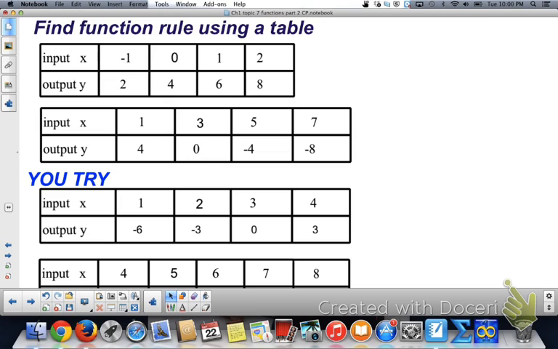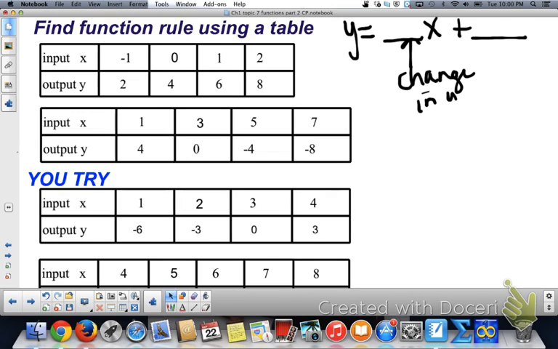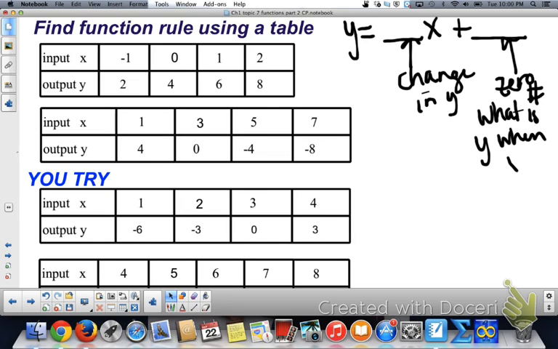Now, when you have just a table, instead of looking at a whole pattern like we had done before, we're going to do the same thing. Y equals something times x plus something else, okay? Now, remember what's here is the change in y, okay? And over here is your 0 number, or again, what is y when x equals 0?